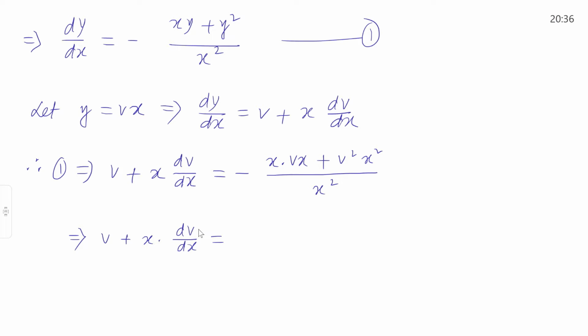So v plus x dv dx is equal to, x square common is cancelled, so the left hand side remains, the right hand side minus v minus v square, x square cancel, this minus v square.